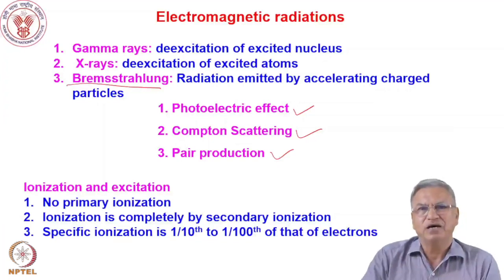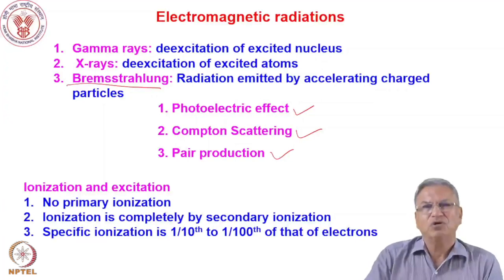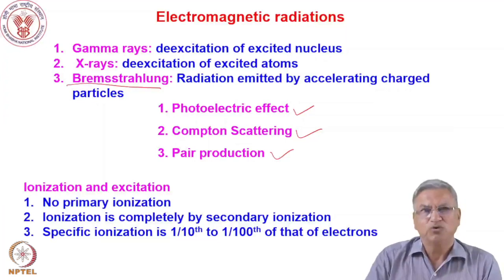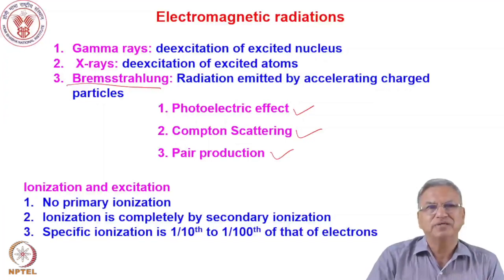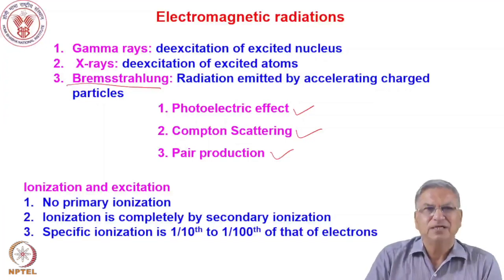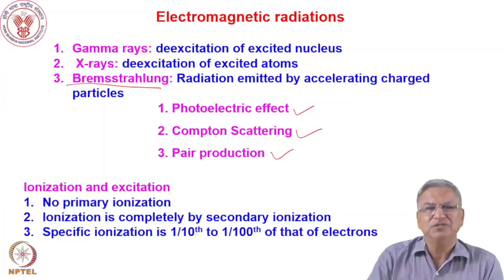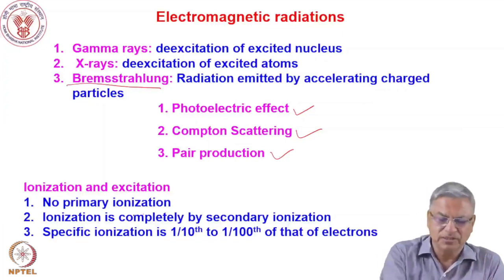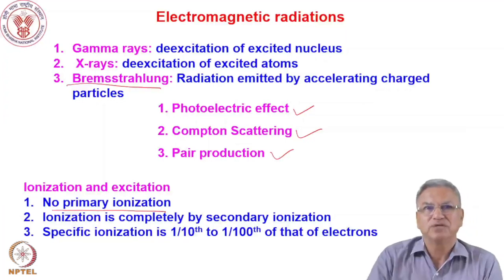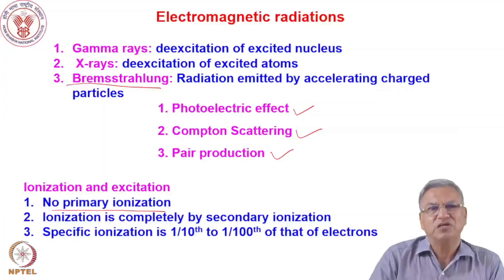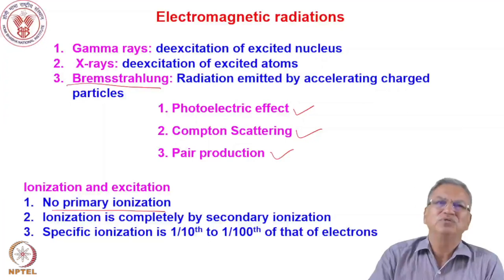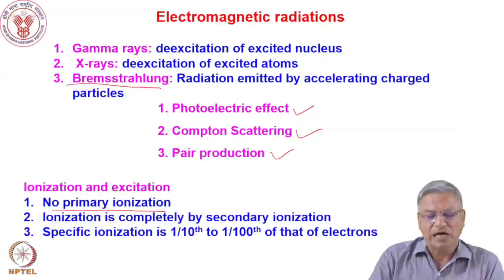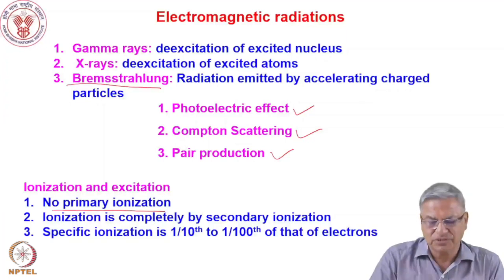And since gamma rays are photons, they will not cause ionization directly in the medium, but by these three processes, photoelectric effect, Compton scattering, and pair production, the net result is ionization and excitation. By secondary means, they will produce electrons, which in turn will cause ionizations. So there is no primary ionization in the interaction of gamma photons with matter. It is mostly by secondary ionization. Whatever electrons are produced in these three processes, they will cause ionization, and therefore we get the secondary ionization.